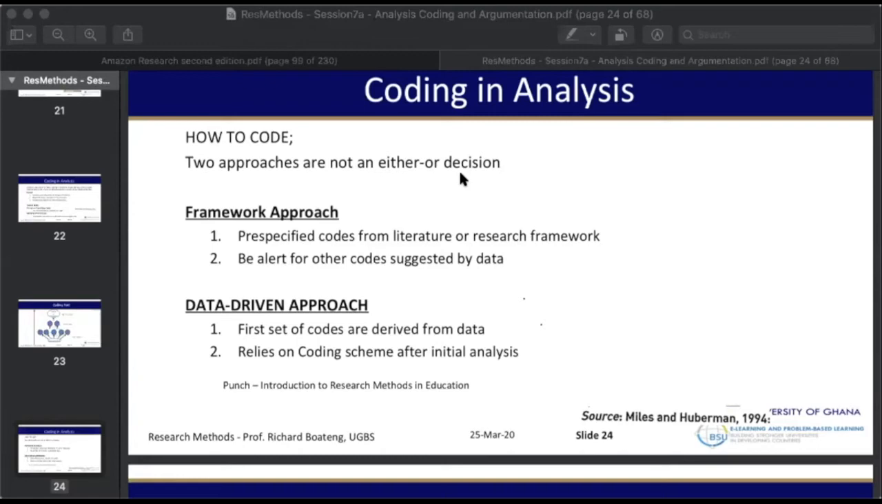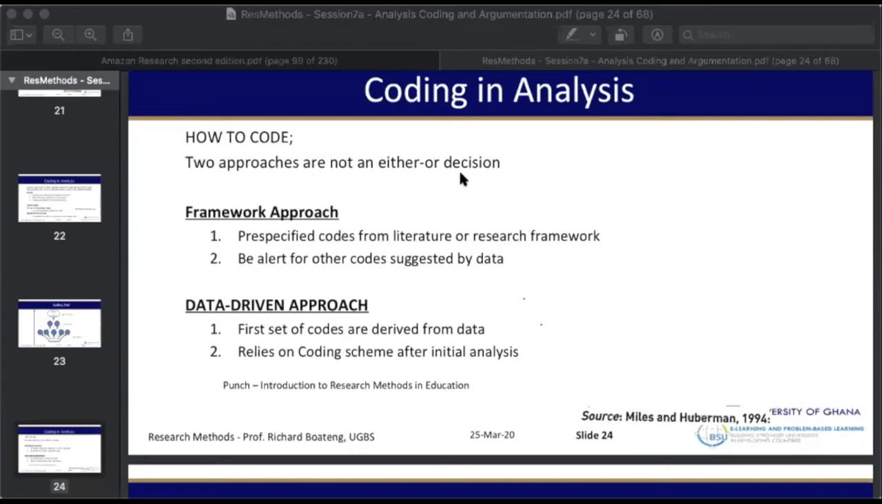When you read Professor First's example from his literature, his paper, you realize that he started with the data-driven approach because he is inductive, coming from interpretive. Then after he was able to develop labels based on the events outlined, he then went to the theory to check whether the theory itself can be found in the themes he had found. So he began from the data-driven approach and then ended up with the framework approach.